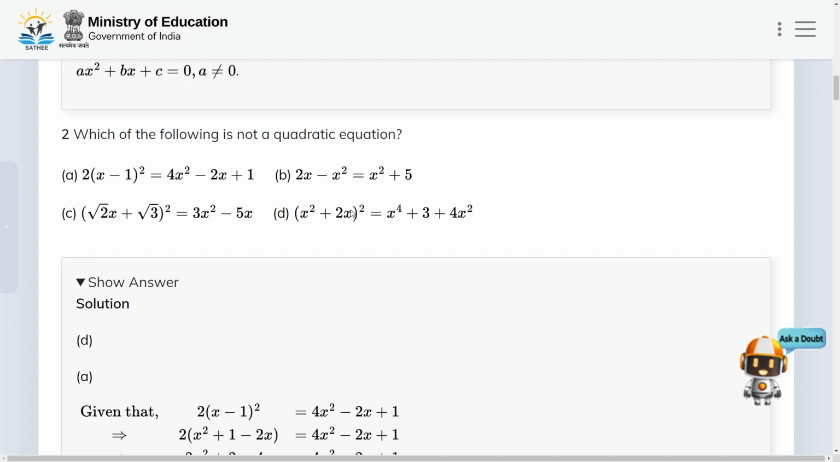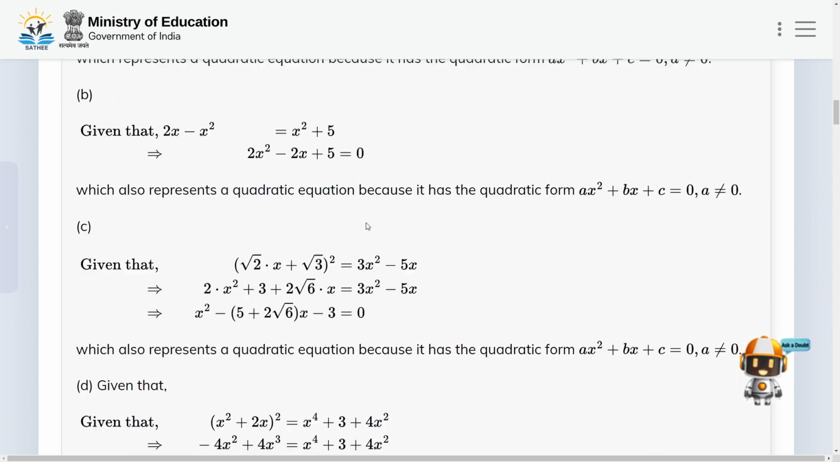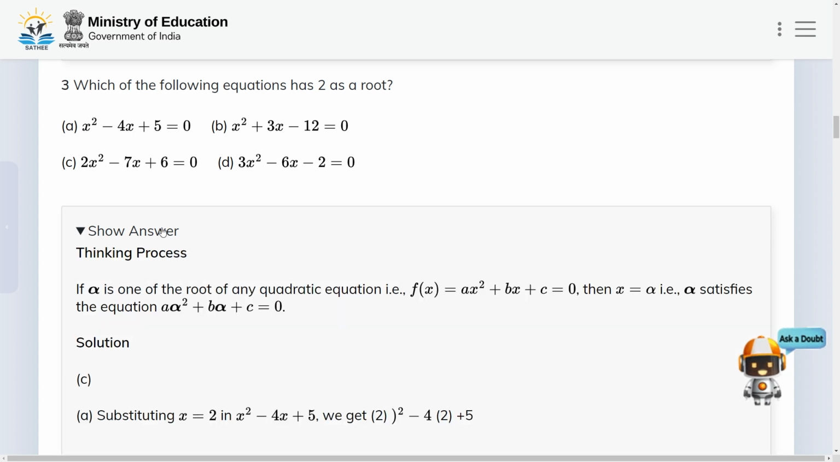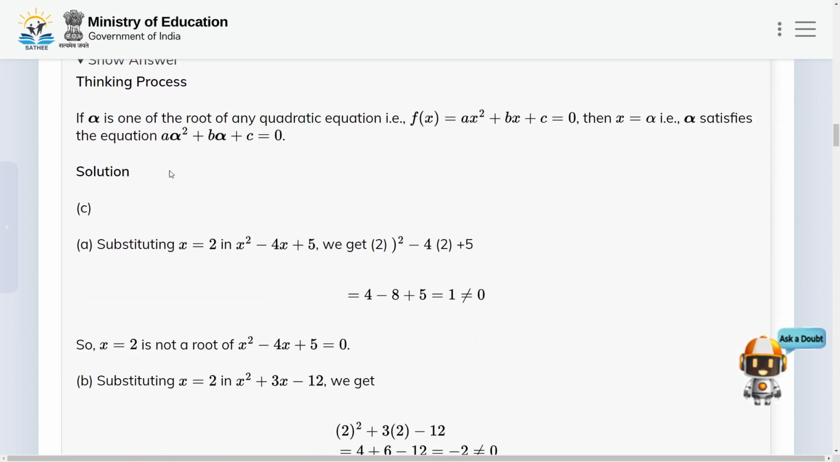Okay, so I think this is clear to you. Now let us move to question number 3. Which of the following equations has 2 as a root? We have four equations in four options, and we have to check which equation actually has 2 as a root. Okay, so let us check. We know this concept.